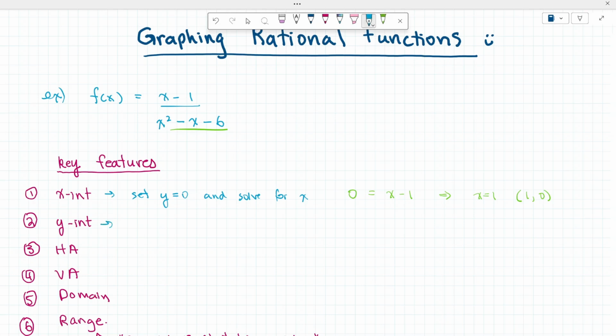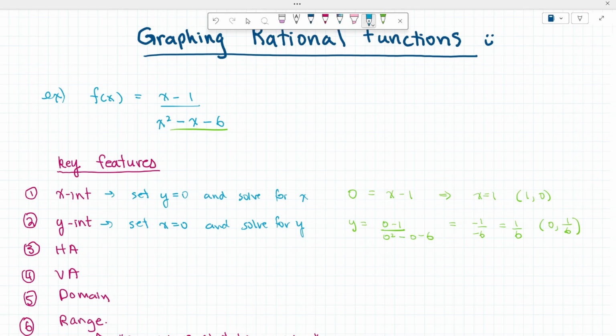For the y-intercept, it's the same but opposite. We set x equals 0 and solve for y. When x equals 0, y equals (0 minus 1) over (0 squared minus 0 minus 6). That is simply negative 1 over negative 6, which equals 1 over 6. Again, we write out our ordered pair: (0, 1/6). Amazing, so we already have two anchor points on our plot.